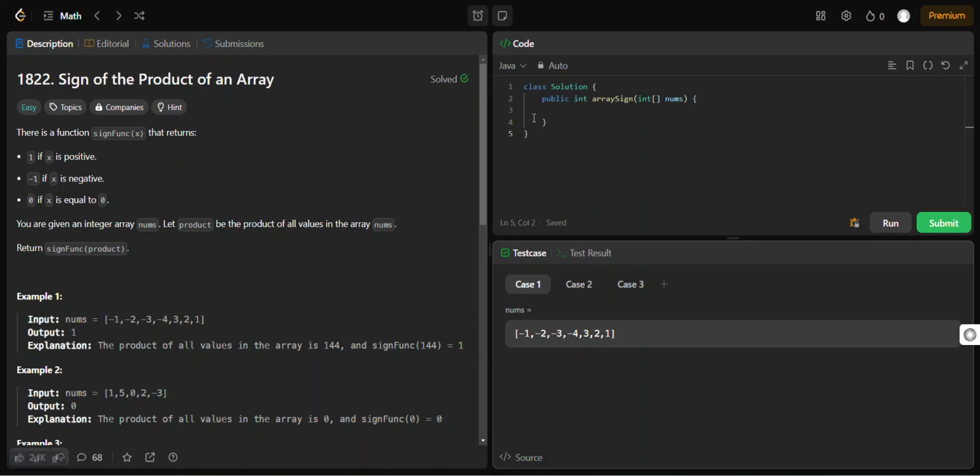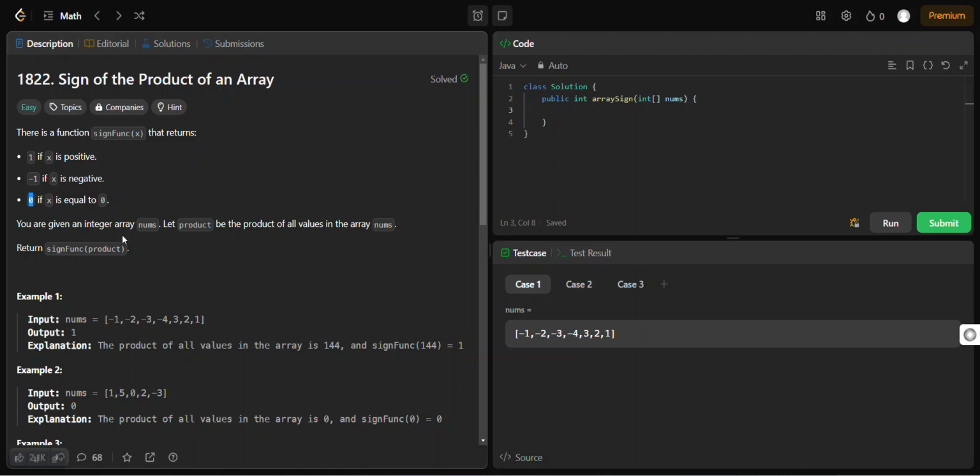Hello everyone, so today we are going to discuss a new problem, LeetCode problem 1822, the sign of the product of an array. There is a function sign of x that returns the sign of x. If x is positive, the result will be 1. If x is negative, the result will be -1. And if x is equal to 0, it will be 0.